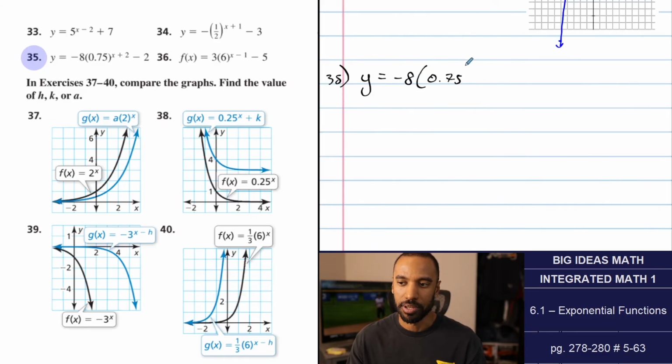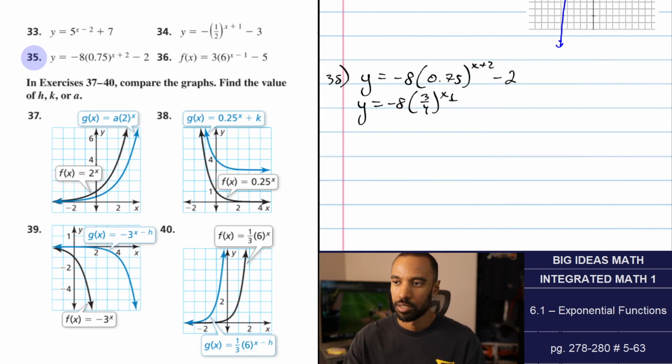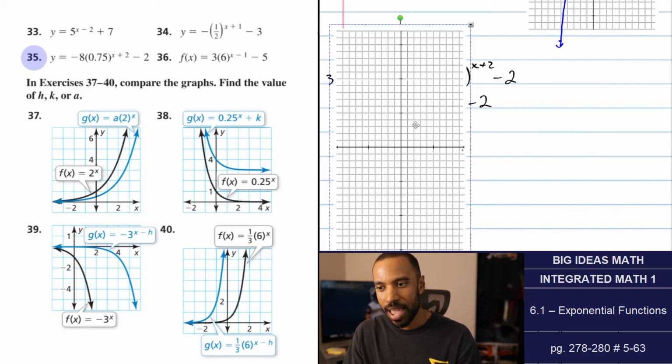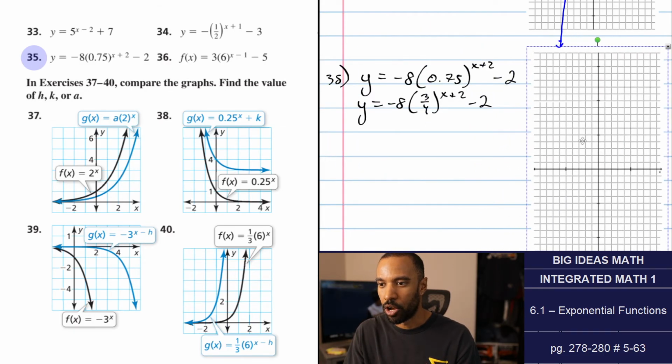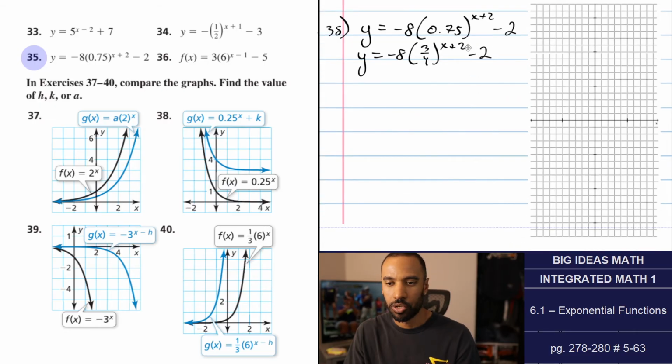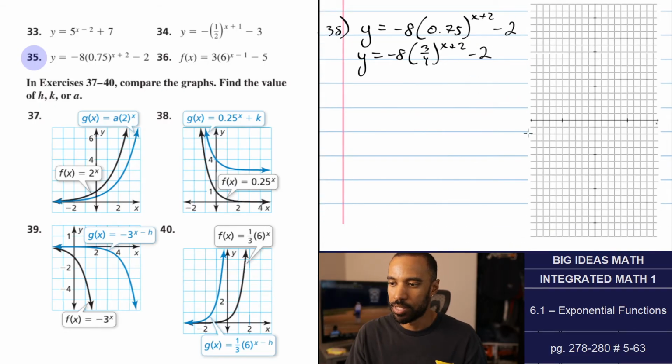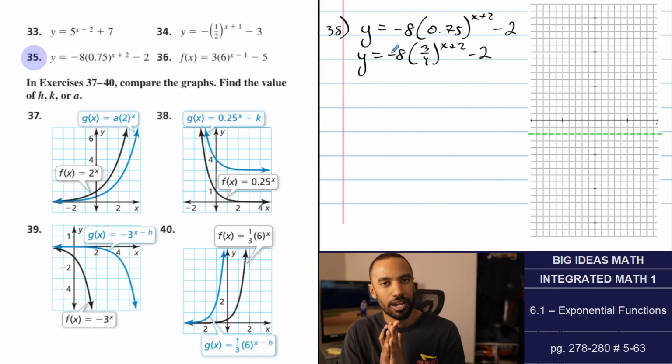I'm probably going to turn the 0.75 into 3/4, as 3/4 is 75 cents. So 3/4 to the x plus... whoops. That plus was neither exponent nor not exponent. Okay, so -8 means we'll be below wherever we go here. The -2 is our vertical shift. That includes the horizontal asymptote. -8 is our y-intercept. Or, well, sorry, our reference point.